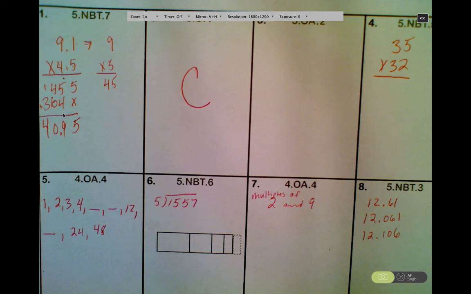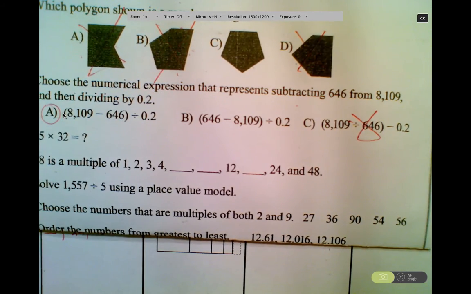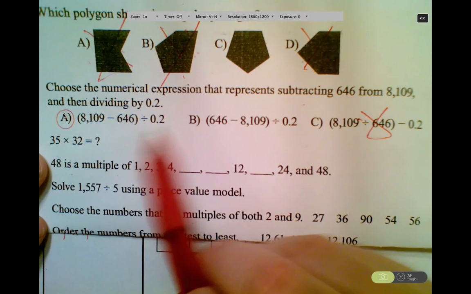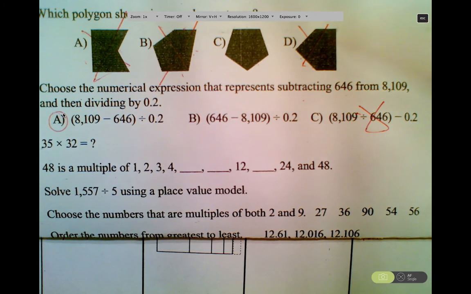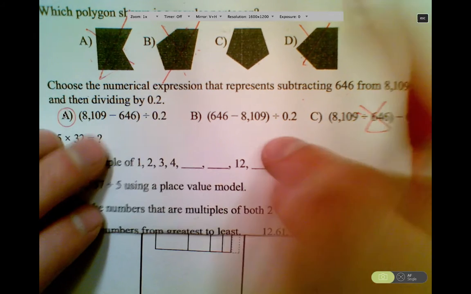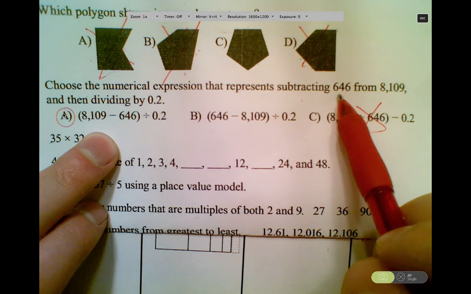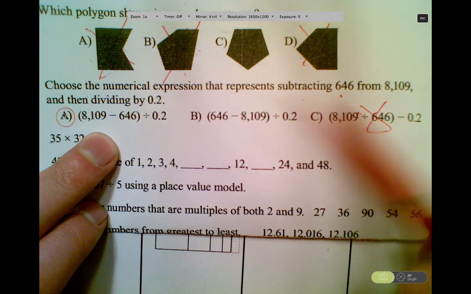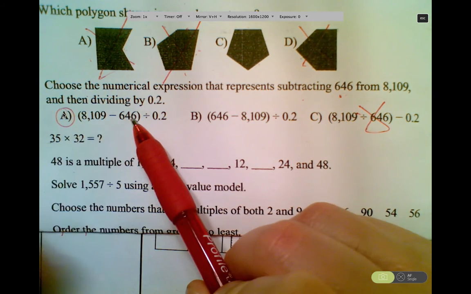Number 3, choose a numerical expression that represents subtracting 646 from 8,109 and then dividing by 2/10. So we're subtracting 646 from 8,109 first. That means that's got to be in the parentheses, so it's one of these two. And we're subtracting 646 from 8,109, so the 646 is going to come second. So we got A.